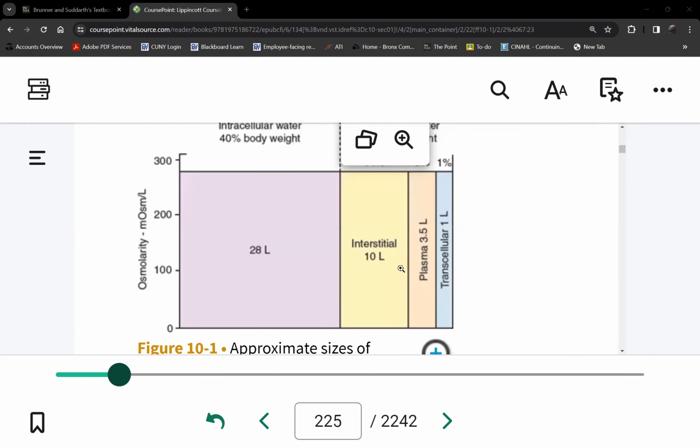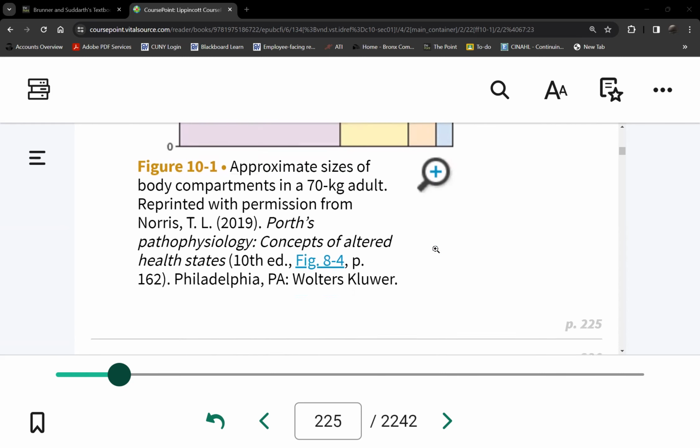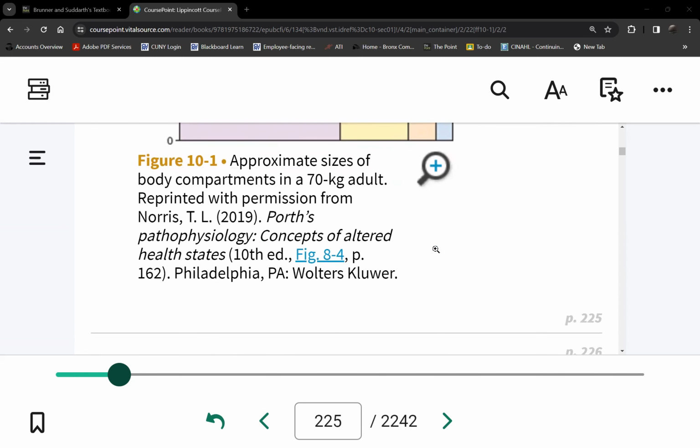Yes, sir. This is your textbook, the 15th edition. If you're using the ebook, this is the ebook I'm using. Well, you should have access to this anyway, because you're on CoursePoint. So everybody has access to the ebook.